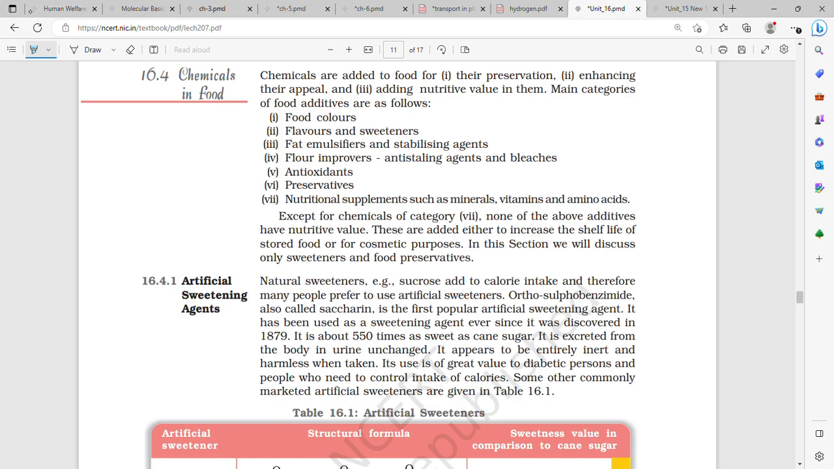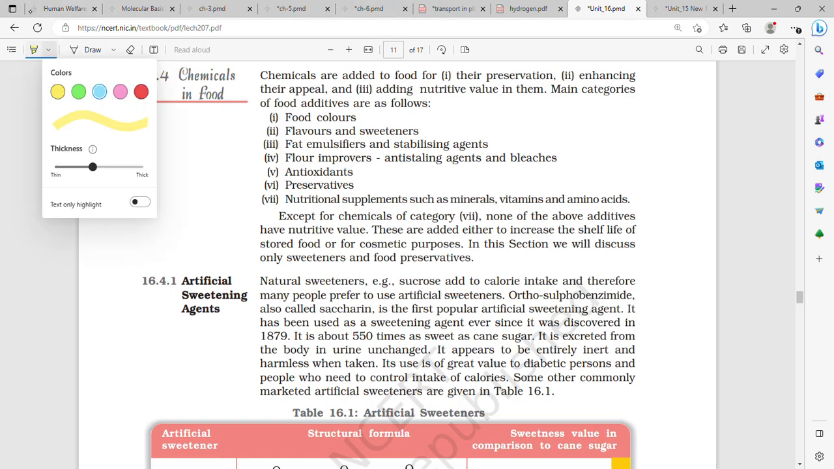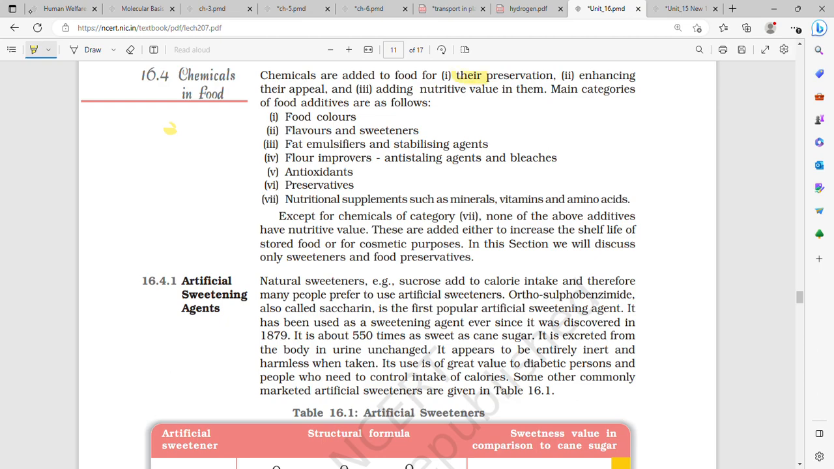Chemicals in food. Chemicals are added to food for preservation, such as in your jam, pickles, sauces, enhancing their appeal, your food colors, smell, that is your olfactory essence, and adding nutritive value to them.